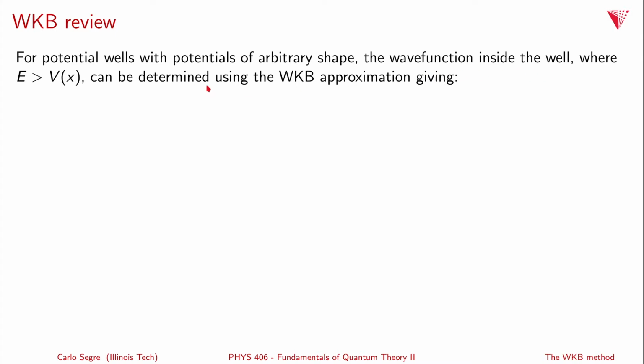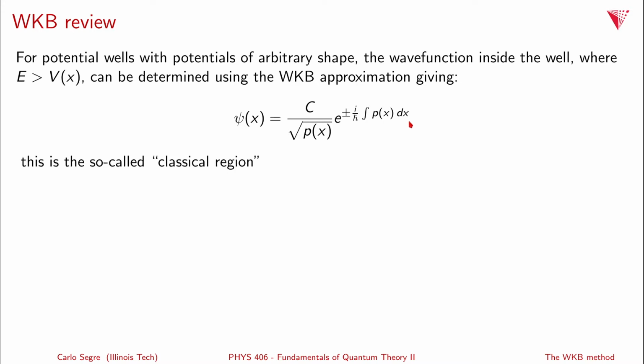The wave function inside the well, where E is greater than V of x, can be determined using the so-called WKB approximation. And when we do that, we get the following wave function inside the potential well. Psi of x is equal to some normalization constant over the square root of the momentum times e to the plus or minus i over h bar integral of the momentum with respect to dx. This is the classical region.